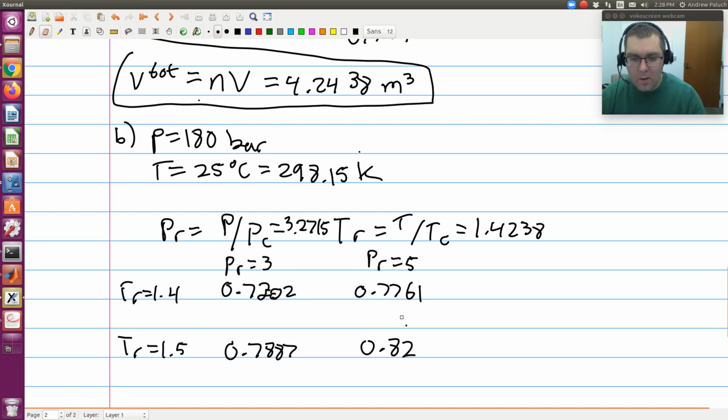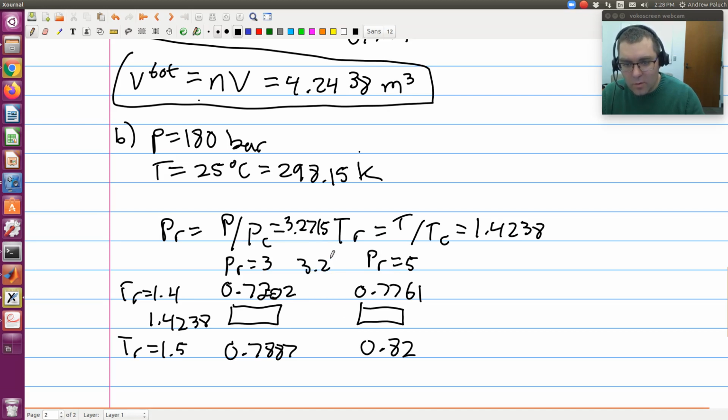Okay, and so what I'm going to do is first interpolate in each column to get my value here and here, at my desired reduced temperature of 1.4238. And then do the same thing in my second column, and then interpolate with respect to these two values to get the value at my desired reduced pressure of 3.2715. All right.